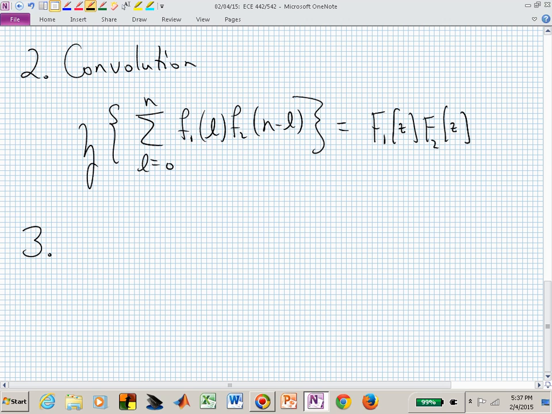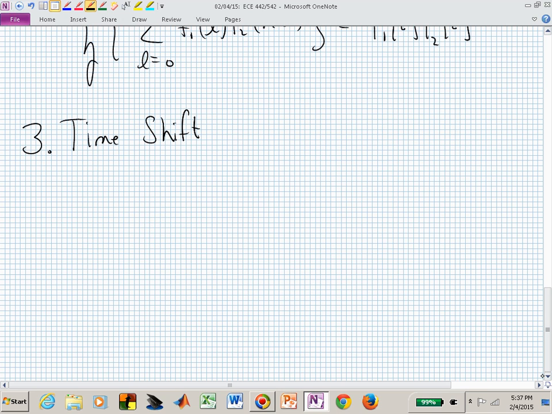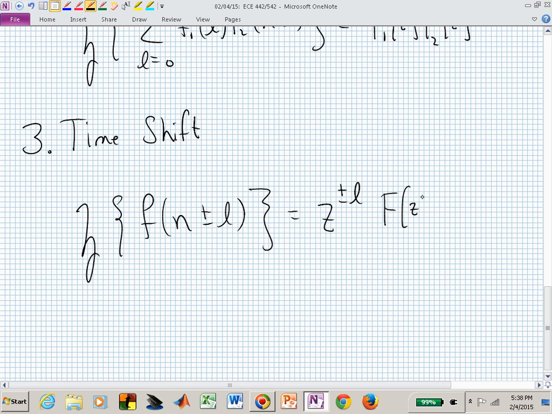Another property that we have been using is the time shift property, which means that if we have the z transform of, let's say, f of n plus or minus L, meaning I can either add L to n or subtract L from n, now I simply have to match up the plus and minus over there on the z. I hope that's clear. And this is then F of z.